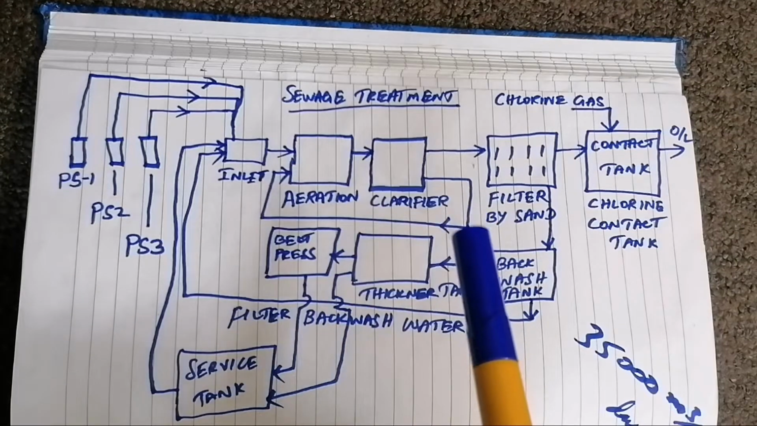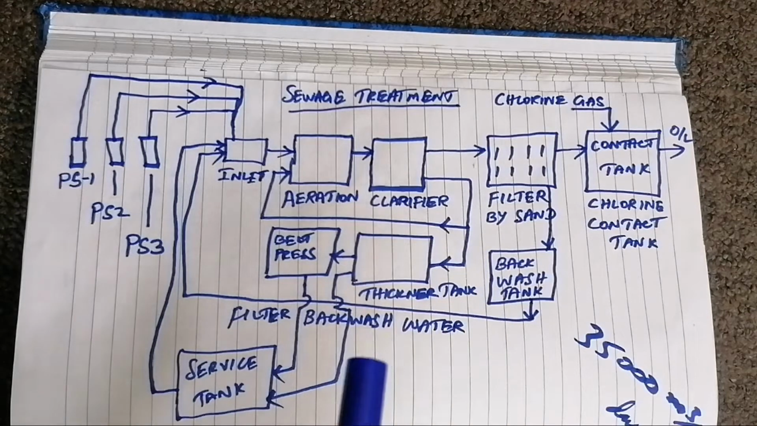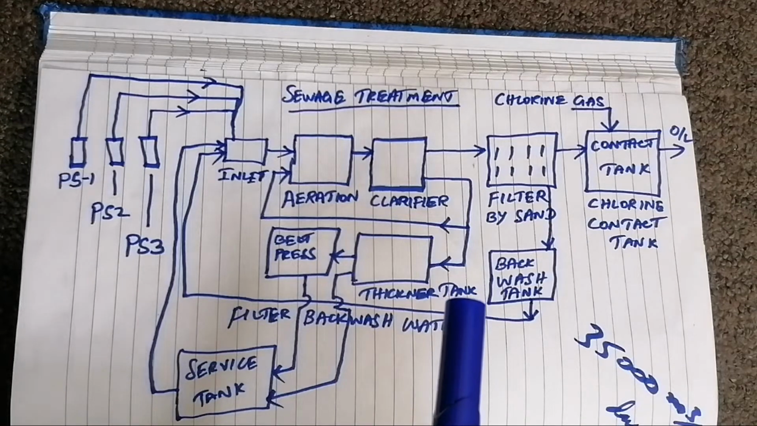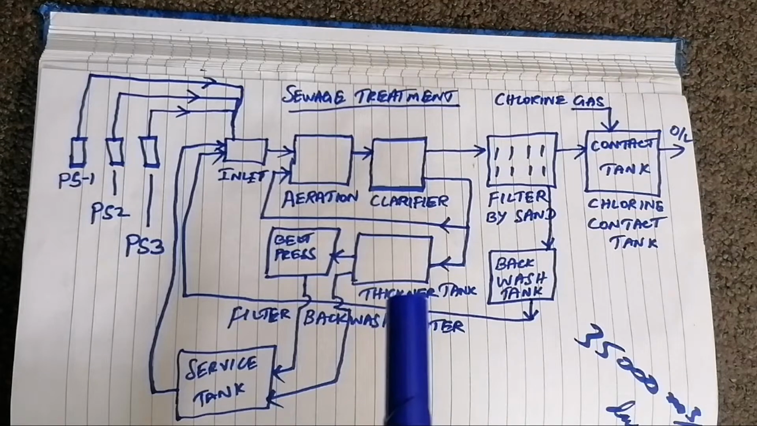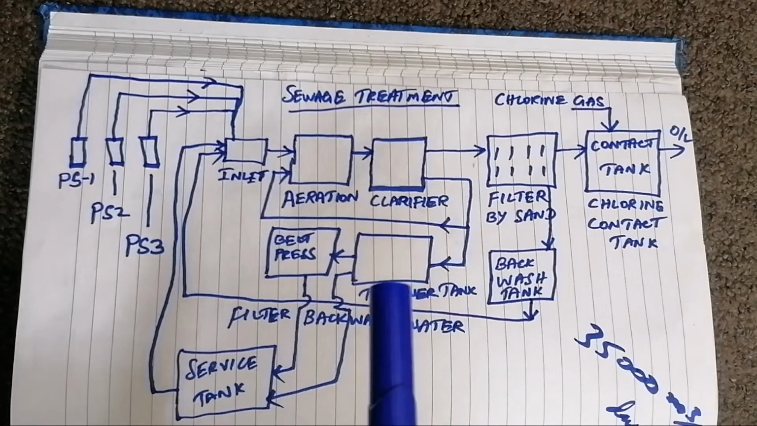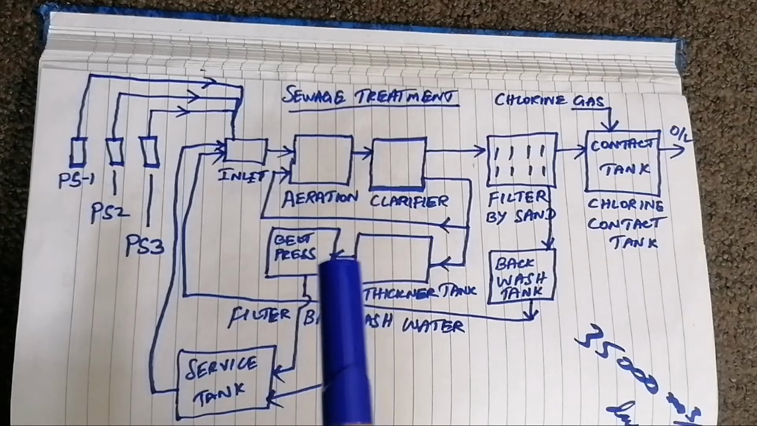Okay, and for the next part, the sludge will also go to the thickener tank. What the thickener tank does is further settle down the sludge, so the thick sludge will be collected here. The thickener tank also has two outputs. One is the thick sludge that settles down, and the clear water is sent to the service tank.